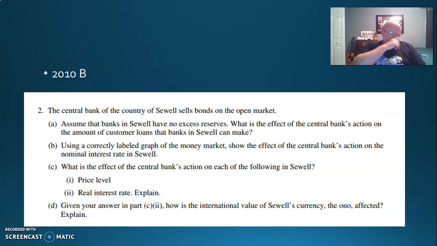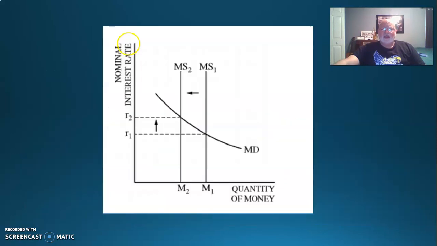And using a correctly labeled graph of the money market, show the effect of the central bank's action on the nominal interest rate. Now remember, you don't have to draw these graphs this year, but I'm just going to show you the answer. And there it is. If they bought T-bills, this would go to the right. Buy big, sell small. Just remember, the money supply has an inverse relationship with the interest rate. The more money there is, interest rate goes down. Less money there is, interest rates go up.